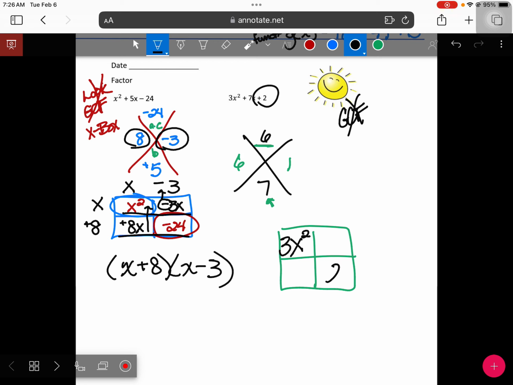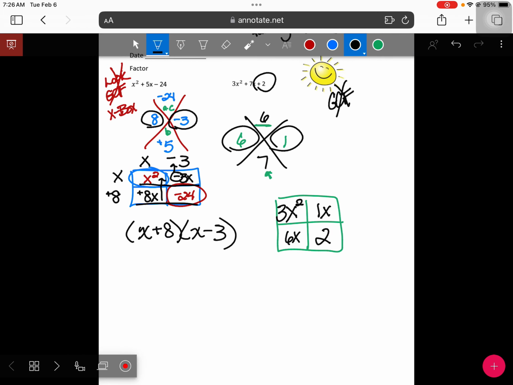And my last term 2 goes in the last box. The middle muddle is 6 and 1 multiplied by X for each. And then I need to find my greatest common factor. Come on, Justice. So 3X squared and 1X is going to be an X. 6X and 2, what's the greatest common factor there? 2, positive 2. 3X squared and 6X is going to be 3X, and 1X and 2 is 1. So rewriting that, 3X plus 1 times X plus 2.